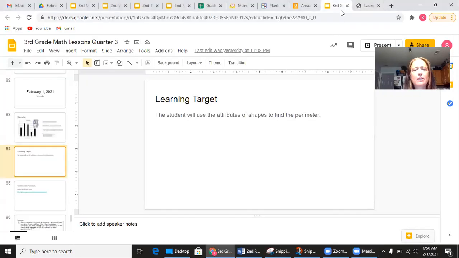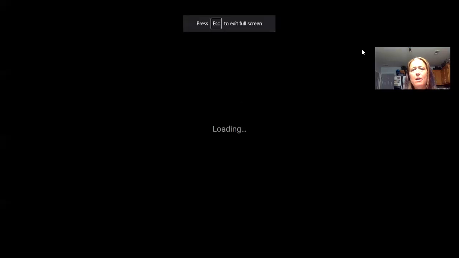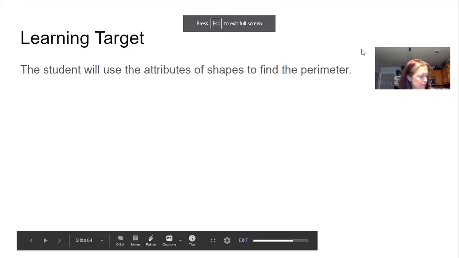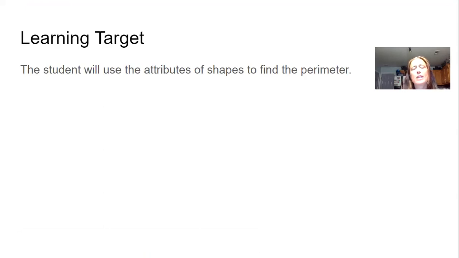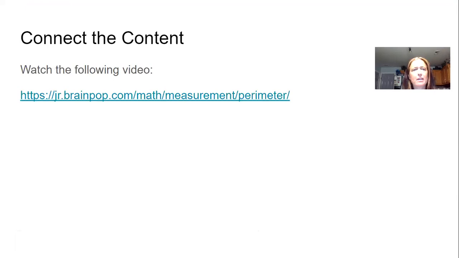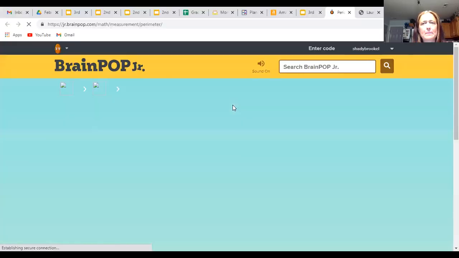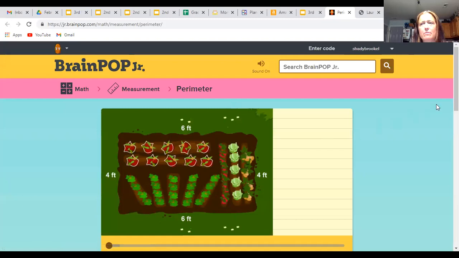All right, so today we are going to begin our review of perimeter. And our learning target today is the student will use the attributes of shapes to find the perimeter. To begin with, we're going to watch the following video, which let me make sure I clicked the box. Yep, that way you can hear it.